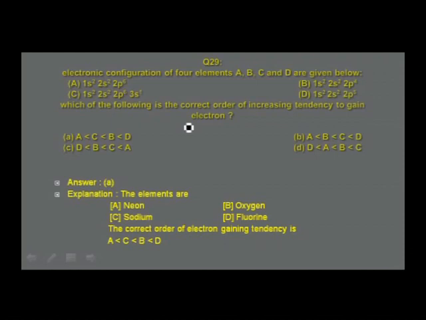Option A represents the element neon. Option B represents the element oxygen. Option C represents the element sodium. Option D represents the element fluorine. The correct order of electron gain tendency, and how to understand this? Left to right, you should remember electron gain tendency increases. So therefore, the correct order is A less than C, less than B, less than D.